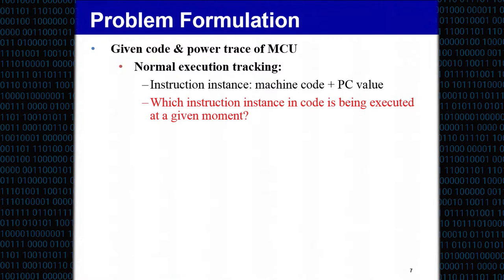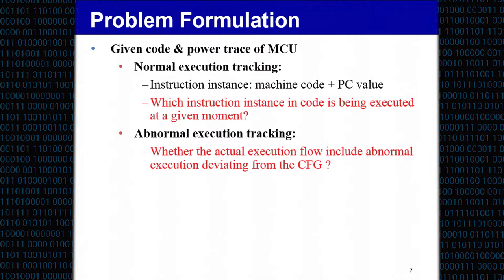First, motivated by the key extraction attacks, we formulate a normal execution tracking problem. We use an instruction instance to indicate a specific instruction in the code, together with its machine code and the PC value. Then, for given code and the power trace, we want to answer which instruction instance in the code is being executed at a given moment.